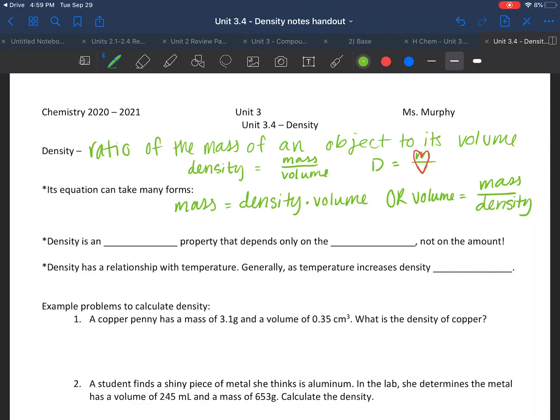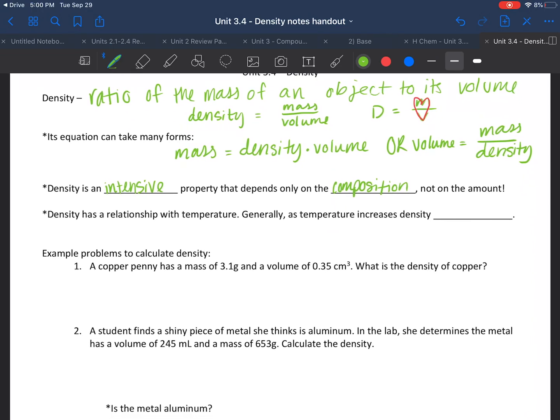And so when we are thinking about density, what kind of property is it? Is it an intensive or an extensive property? Those terms should be in your brain from last unit. So remember, intensive is identifying. So density is an intensive property because our identifying properties depend only on the composition, not the amount. So that's a little review from last unit.